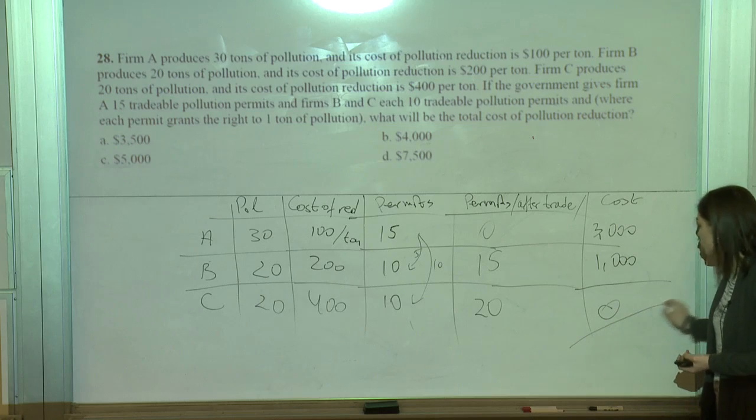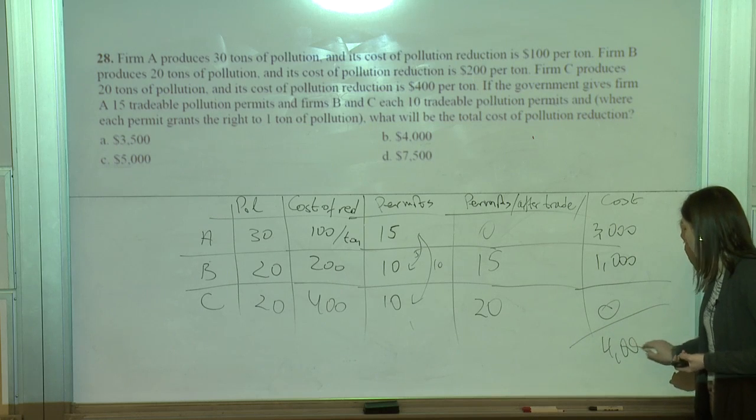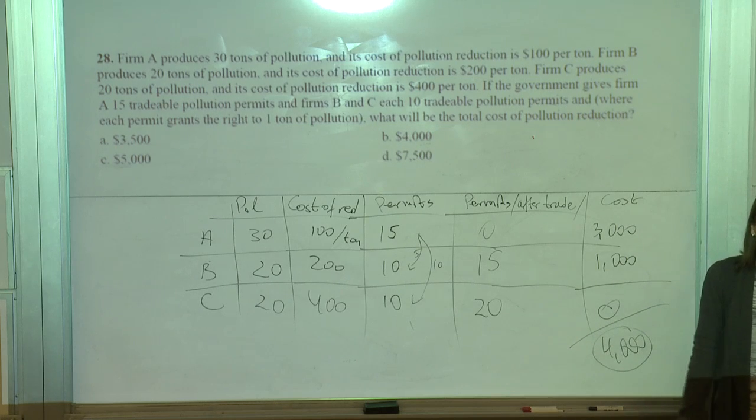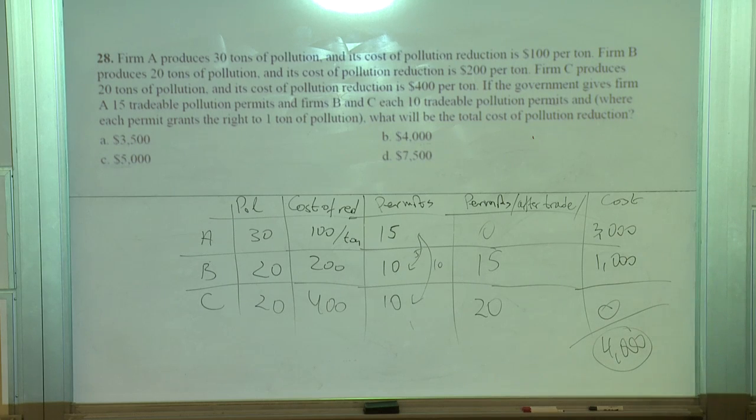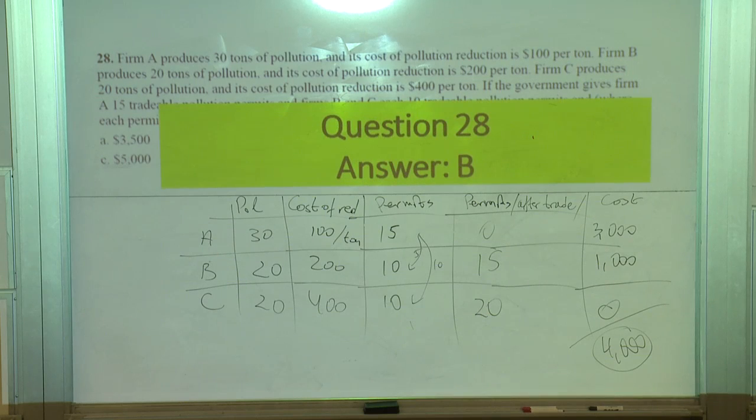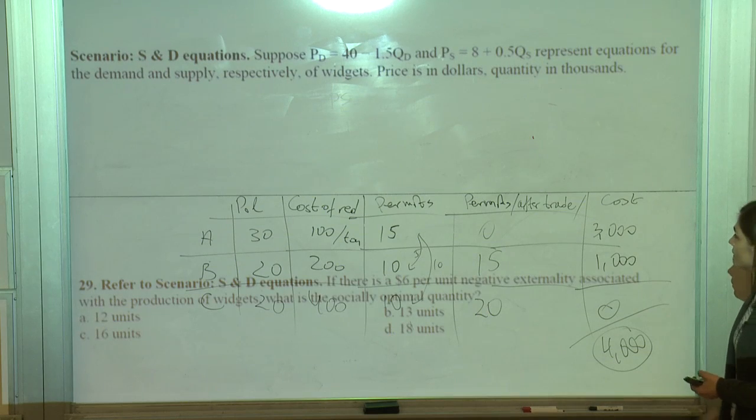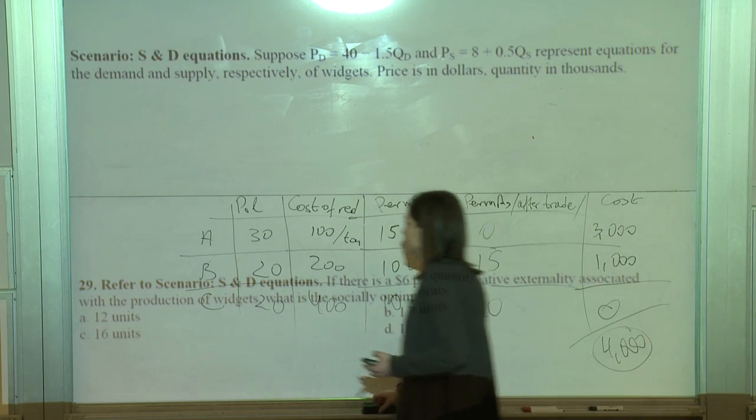So the total reduction is going to cost $4,000. Okay? That's answer B. All right, that's that.